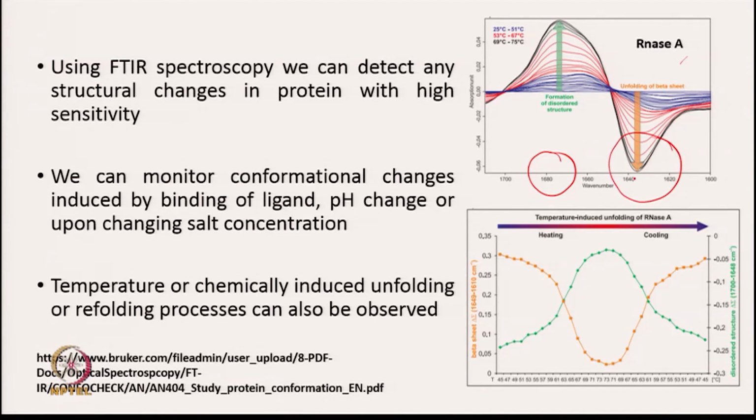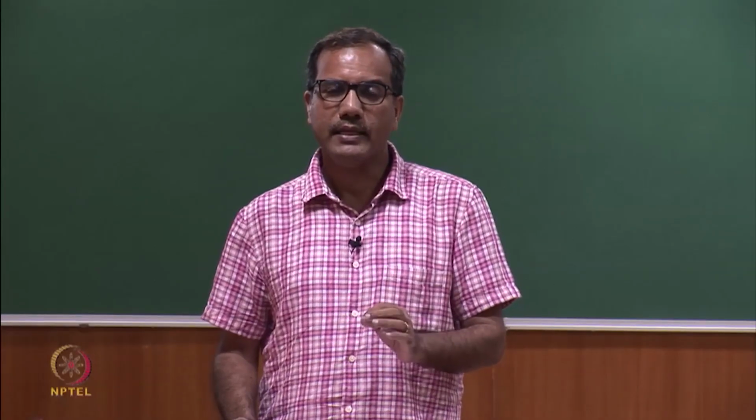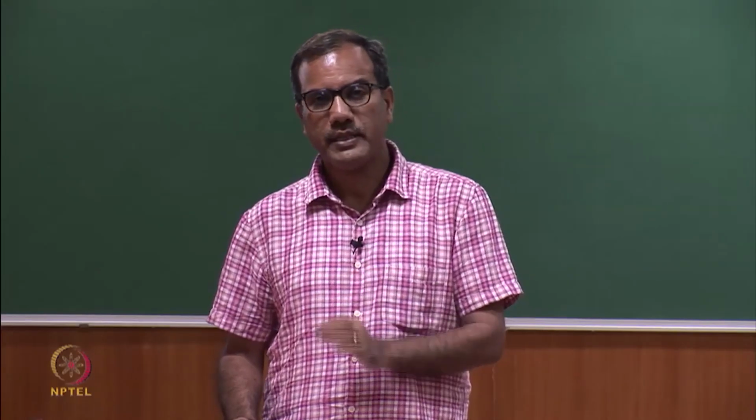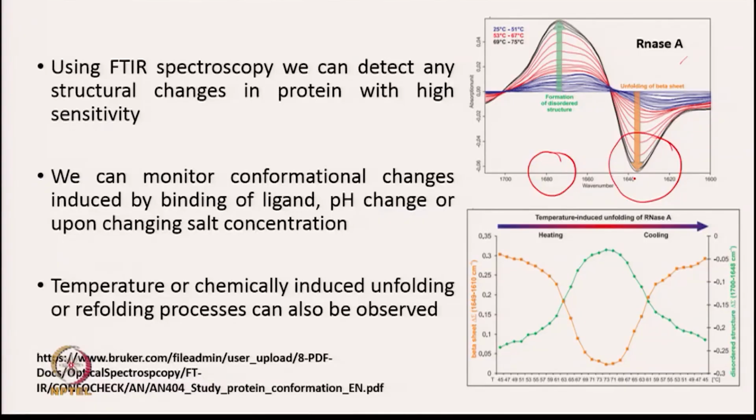So, what does that mean? RNase A is basically a beta sheet protein. So, beta sheet is decreasing, and there is an increase in the formation of disordered structure with increase in temperature, and that is also shown here. This is how beta sheet changes with increase in temperature.